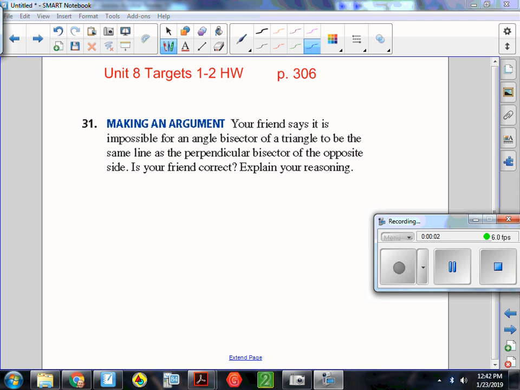Unit 8, Targets 1 and 2 homework, page 306, number 31. Your friend says it's impossible for an angle bisector of a triangle to be the same line as the perpendicular bisector of the opposite side. Is your friend correct? Explain your reasoning.